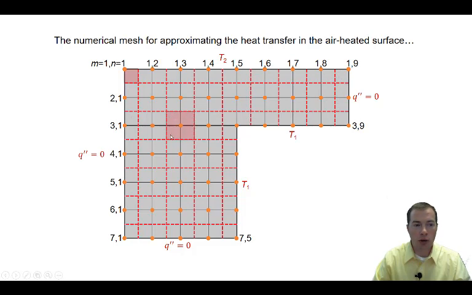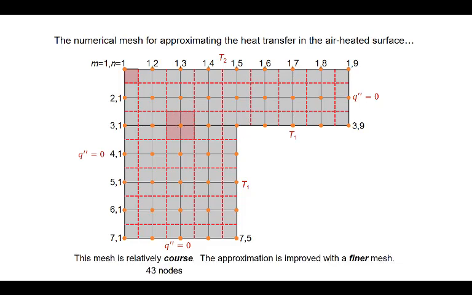Here, an interior node and an interior volume is highlighted. And here, a boundary node on the top left corner, what we will call the northwest corner of the mesh, is highlighted. This volume is 1/4 of the size of the interior volume. This numerical mesh is relatively coarse. That means that it features only a few nodes. In particular, there are only 43 nodes.